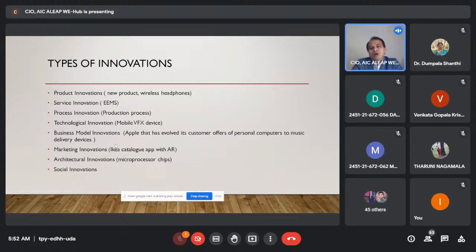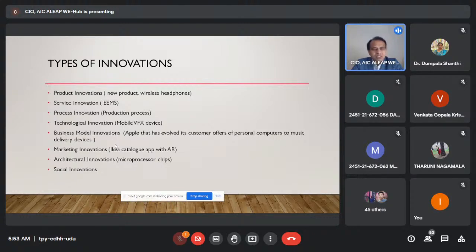Now people who are not able to visit any of the factories or facilities can use a mobile VFX device and look and feel the presence exactly as if they were there. So this is what technological innovation is.